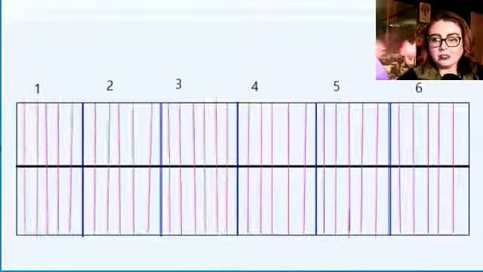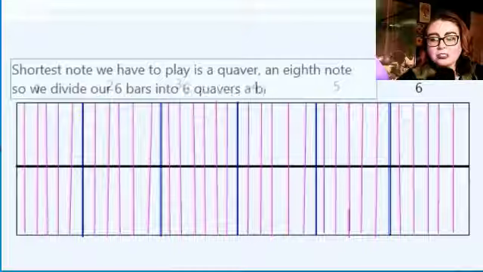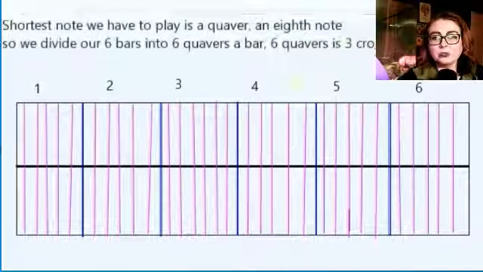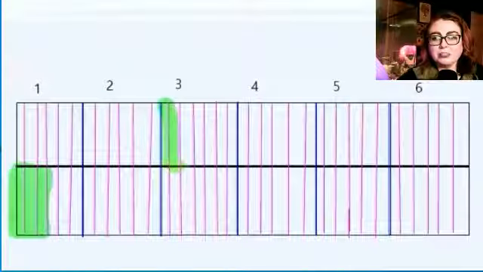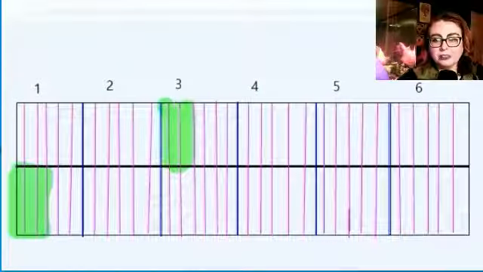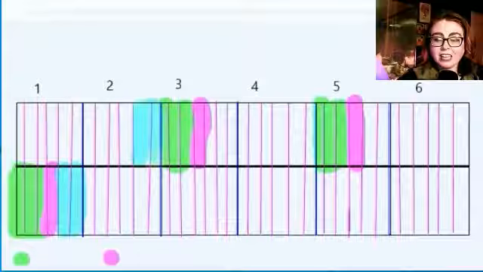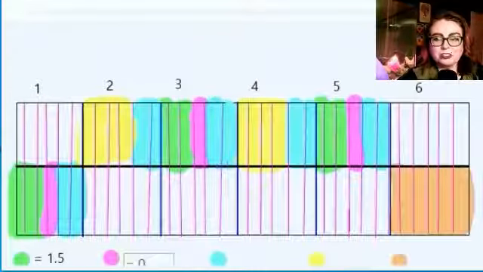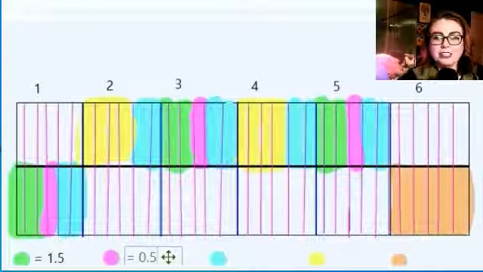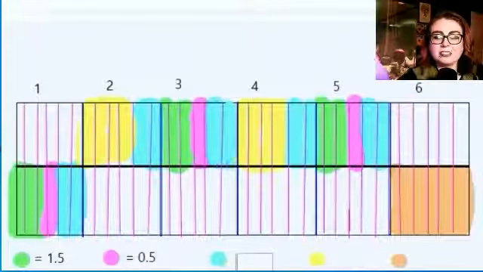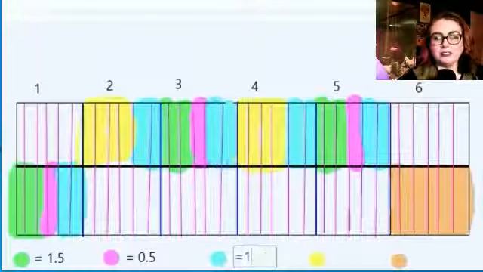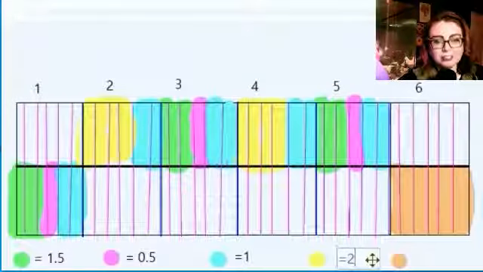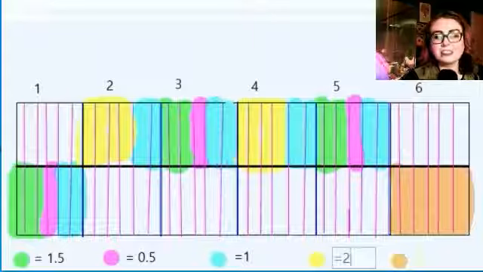And the shortest note we play in the Valkyrie is a quaver, an 8th note. So we divide our bars into quavers. Now a quaver is half a crotchet. So if we have 3 crotchets a bar, we have now divided these bars into 6 quavers a bar, because 6 halves equal 3. If you get that, you understand what I'm doing.